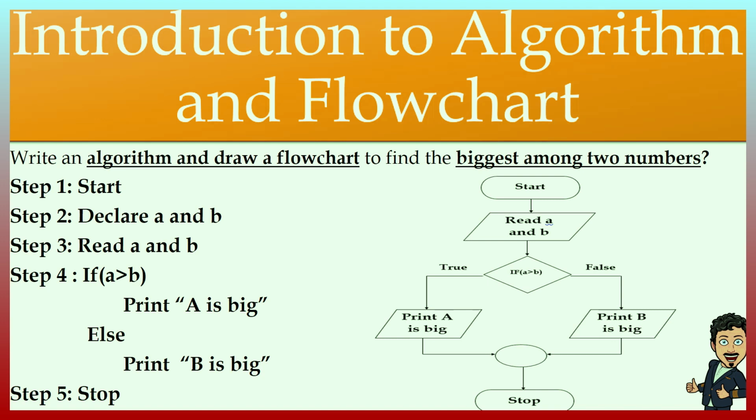Step 3, read. So now you want to get the values from the user. The first value I'll be storing in A, the second value I'll be storing in B. And step 4, A is greater than B. So it's a condition, if is a condition. If you wish to use B is greater than A, you can do so. So now I'm going to use A is greater than B.